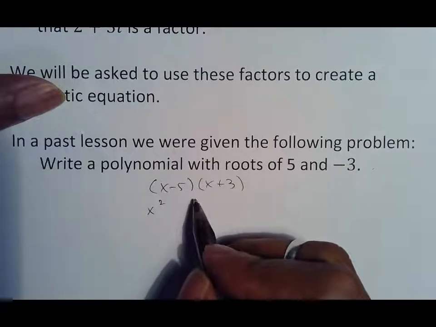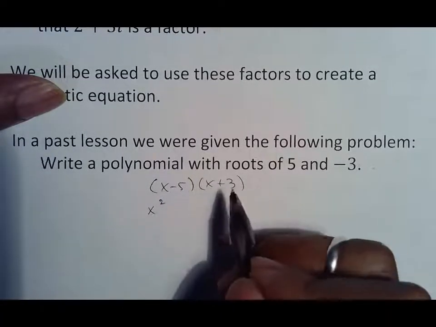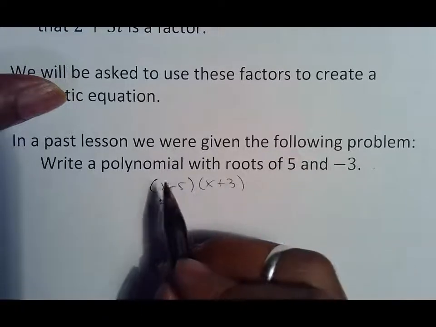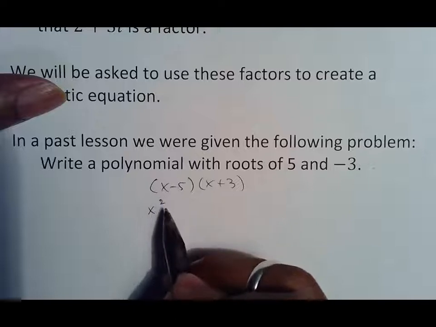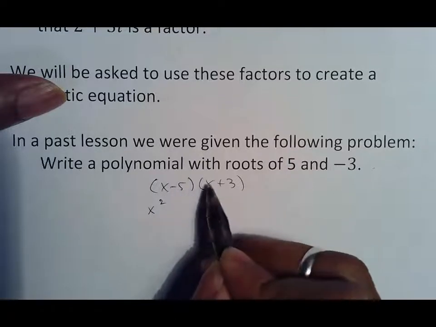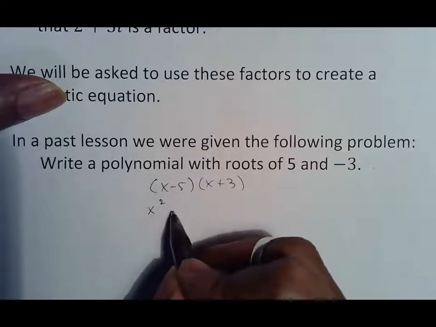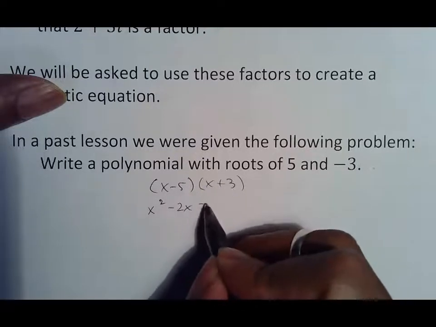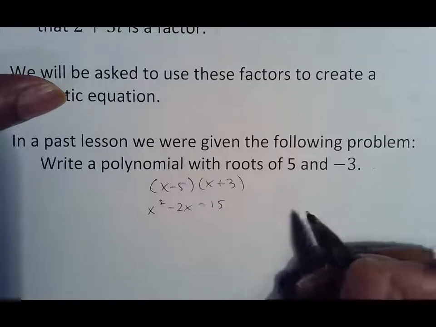I'll talk about this now because it comes in handy, and you should have already learned it. As long as both of these are regular x's, your middle term is simply going to be this plus that. Negative 5 plus 3 is negative 2x. And then your last term is going to be this times that, which is negative 15. And so that would be it.